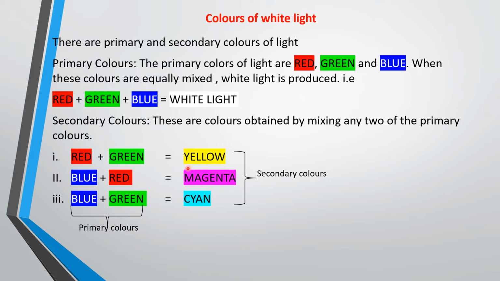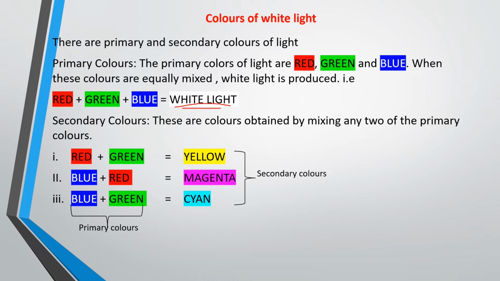So as I said, for the basic colors of white light, we have primary and secondary colors. White light comprises primary colors and secondary colors. The primary colors of white light are red, green, and blue. Now when all these colors are combined together, it will give you white light.